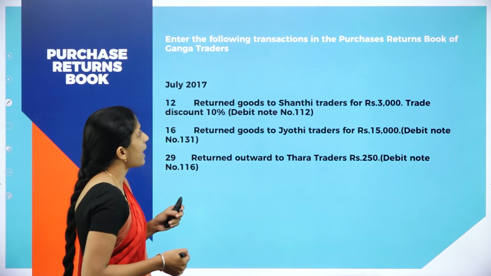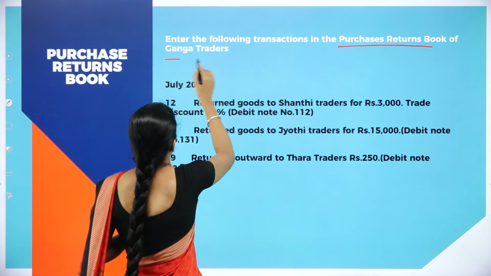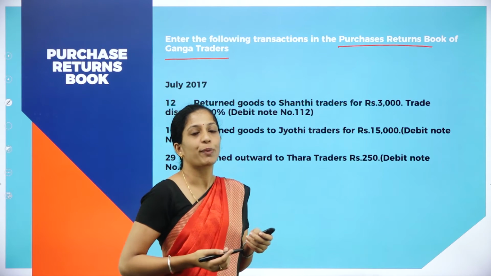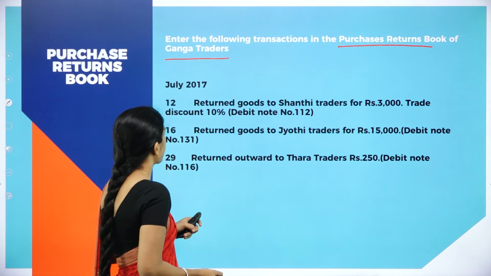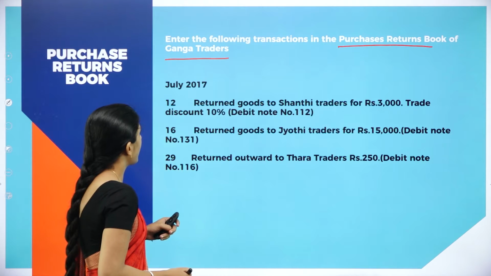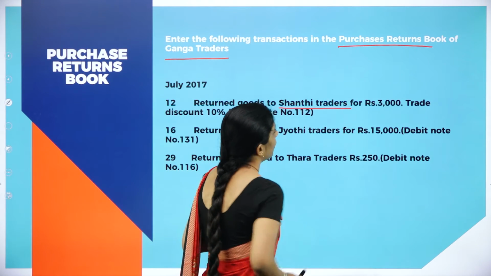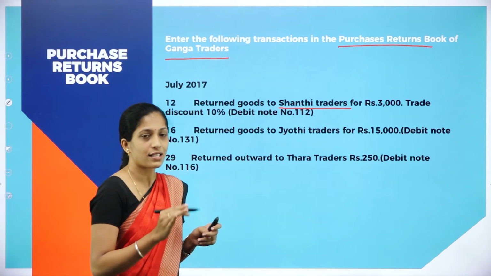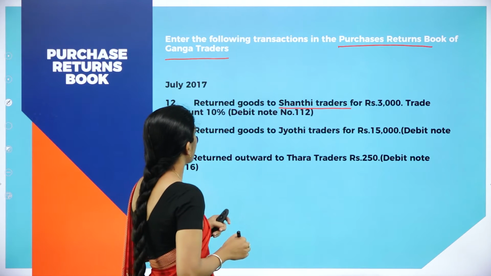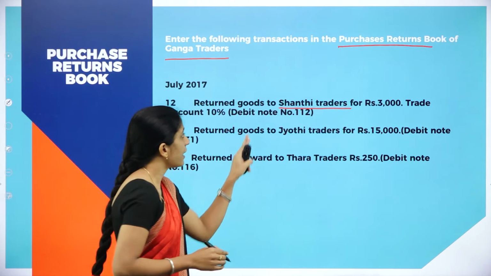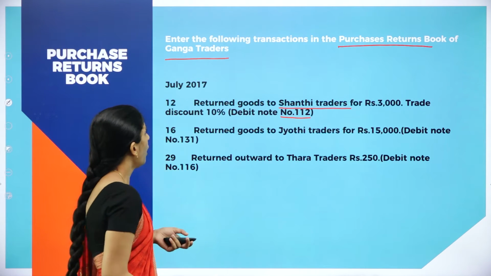Now go through the problem. Enter the following transaction in the purchase returns book of Ganga Traders. So here they are asking us to prepare purchase returns book of Ganga Traders. Now go through the transaction. 12th July 2017, return goods to Shanti Traders. Now name of the supplier is what? That is, name of the supplier is Shanti Traders for rupees 3,000 and trade discount 10% and they have given debit note number 112.